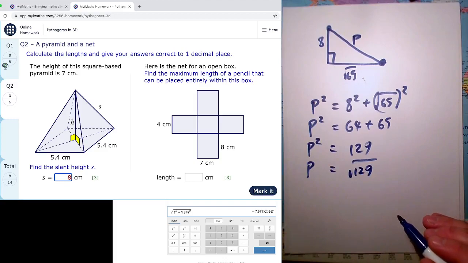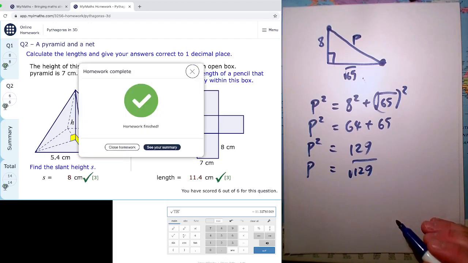So let's do that on Desmos. Square root of 129. 11.35 and a bit, so that's going to round to 11.4. So let's just mark that. And there we are.